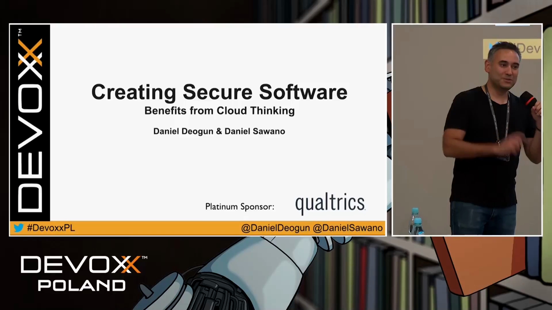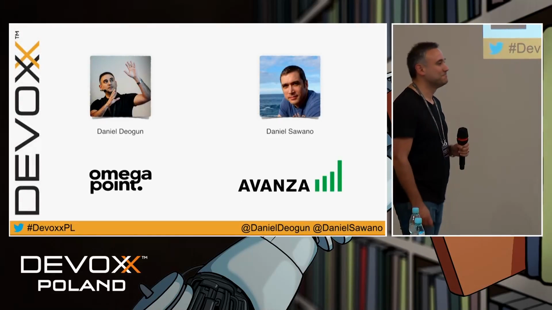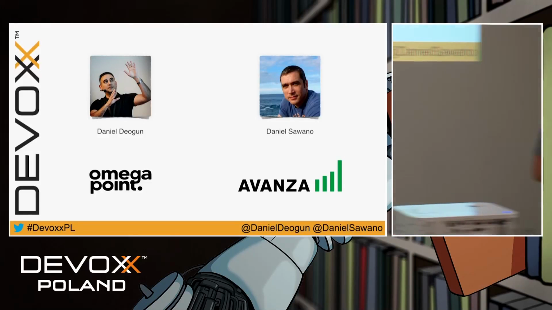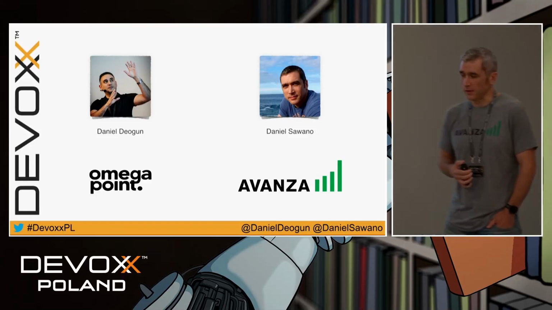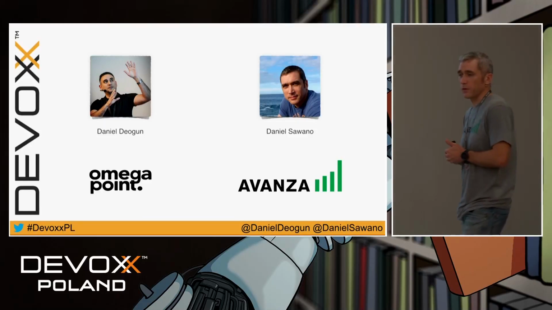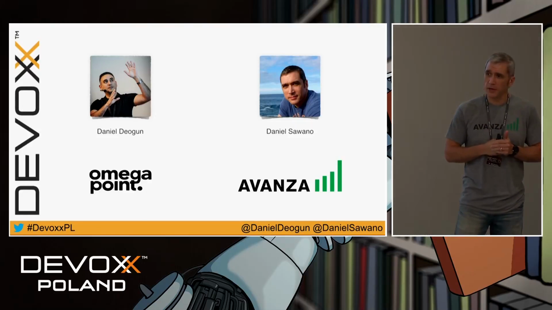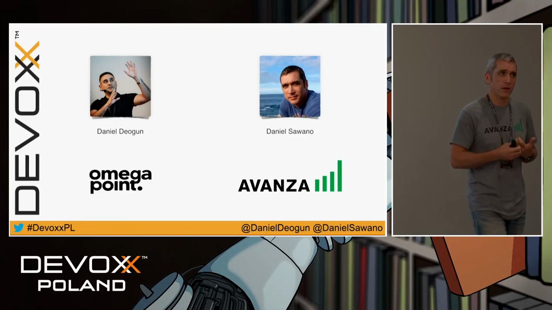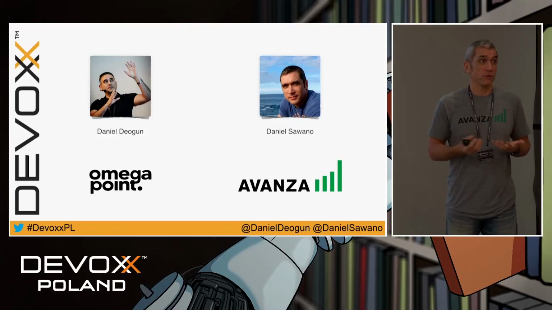All right, but before we jump into the nitty-gritty stuff, who are you, Daniel? My name is Daniel Sawano. I come from a company called Avanza Bank, which is a Swedish-based, internet-based stockbroker. To give you an idea of how big we are, we're the biggest actor on the Stockholm Stock Exchange. I spend my days trying to write code, thinking a lot about architecture, and thinking a lot about how we can help developers create secure software.